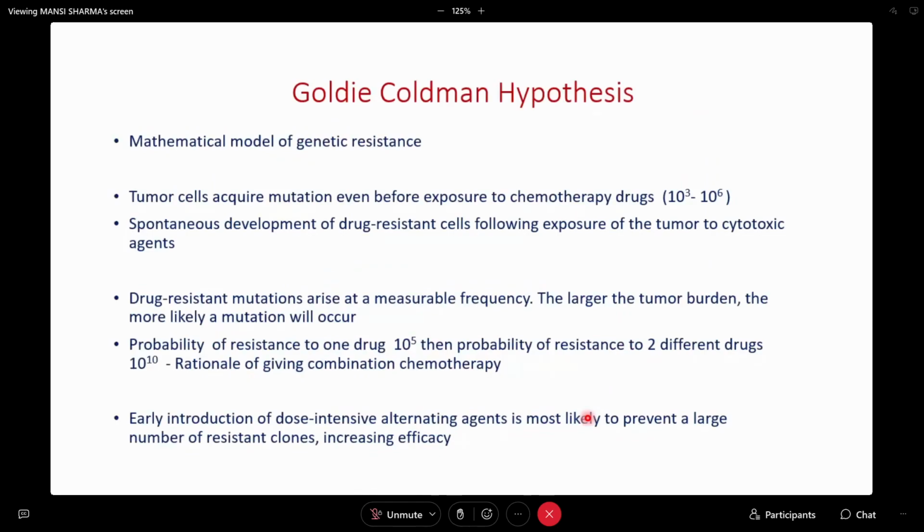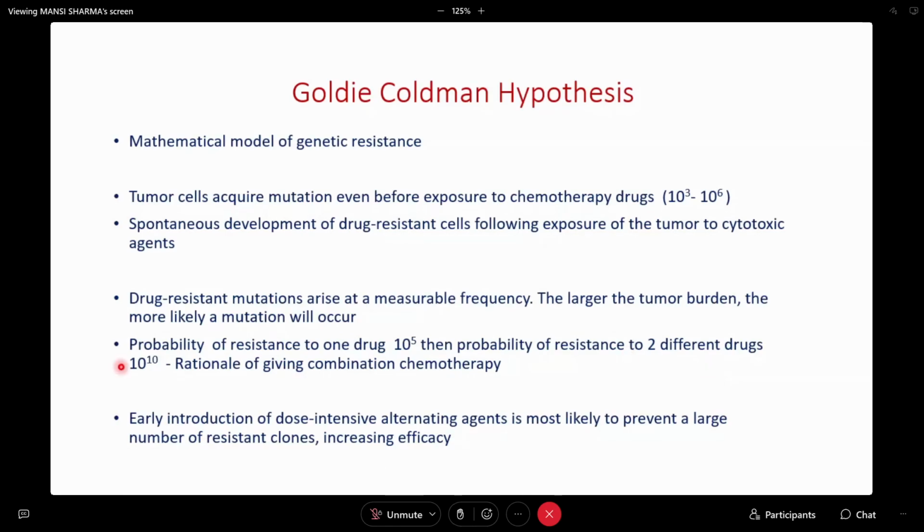So again, another hypothesis, but this is the last one, and this is all very important. So bear with me. This is again a mathematical model of genetic resistance, which says that tumor cells acquire mutation even before exposure to chemotherapy drugs. So there's a baseline mutation in each tumor, and drug-resistant mutations arise at a measurable frequency. Obviously, the larger the tumor burden, the more likely a mutation will occur. And if you give two drugs together, then the probability of resistance comes down, right? And this is the rationale of giving combination therapy. So that's all you need to know about this. It's a complex subject, and I won't go into details.